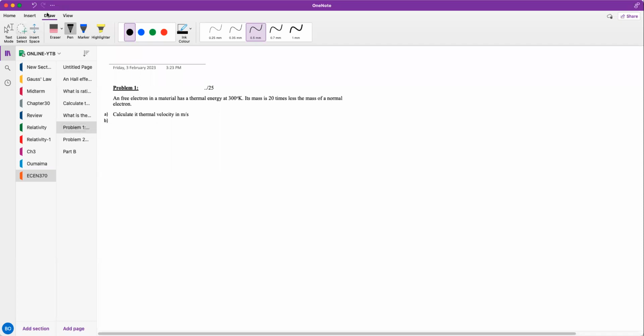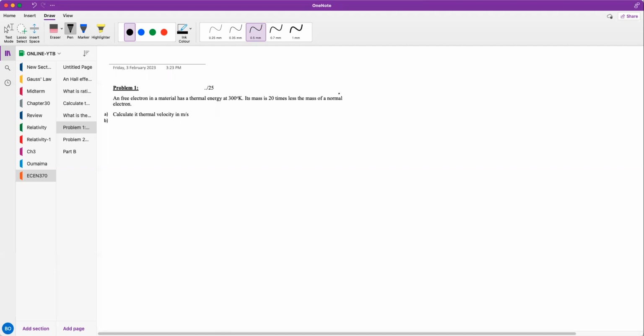Again, this is a question. This is the exam that I did not post, I think. I'm reading the chat questions. A free electron in a material has a thermal energy at 300 Kelvin. Its mass is 20 times less than the mass of a normal electron. Calculate the thermal velocity. Okay, what is the thermal velocity?